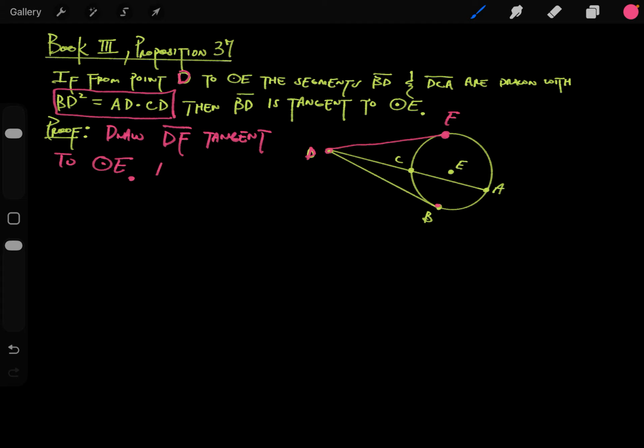And then, draw in FE. And you want to draw in EB. And we could even draw DE.